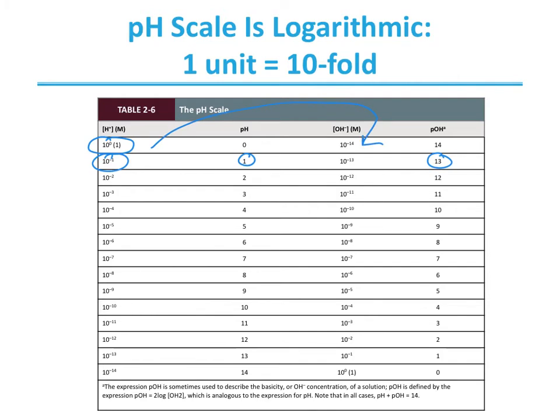And if you know the hydronium concentration, you can always figure out the hydroxide concentration using the Kw expression, and vice versa. So if you just have one of these four values, hydronium ion concentration, pH, hydroxide concentration, or pOH, you can get to all of the other three.